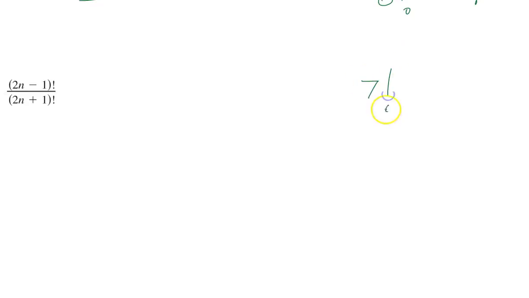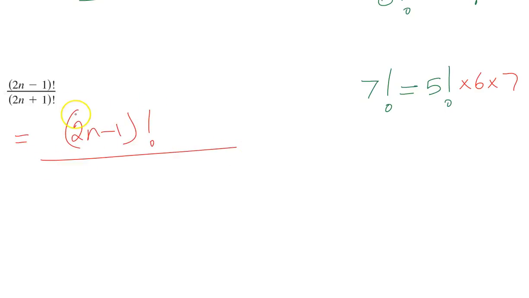Hey guys, you can write 7 factorial as 5 factorial, which is 1 times 2 times 3 times 4 times 5, and after that, you need 6 and 7. Right? So guys, you can always write a larger factorial using smaller factorials. Of these two, the larger factorial is the denominator one. So keep the numerator factorial just like that.